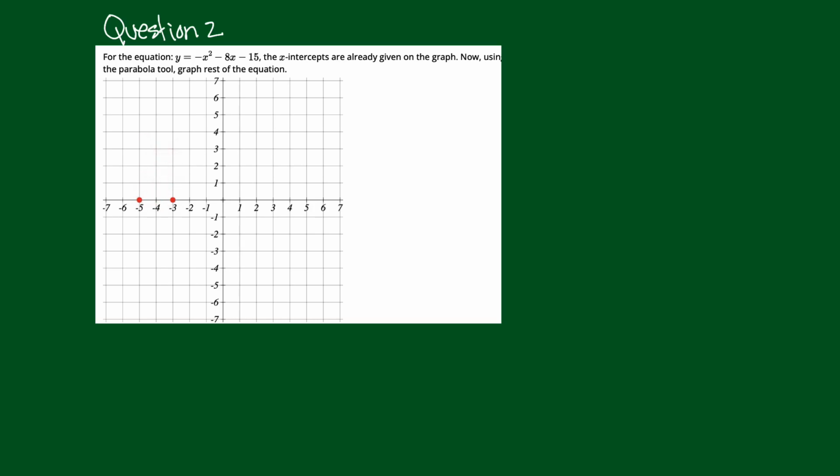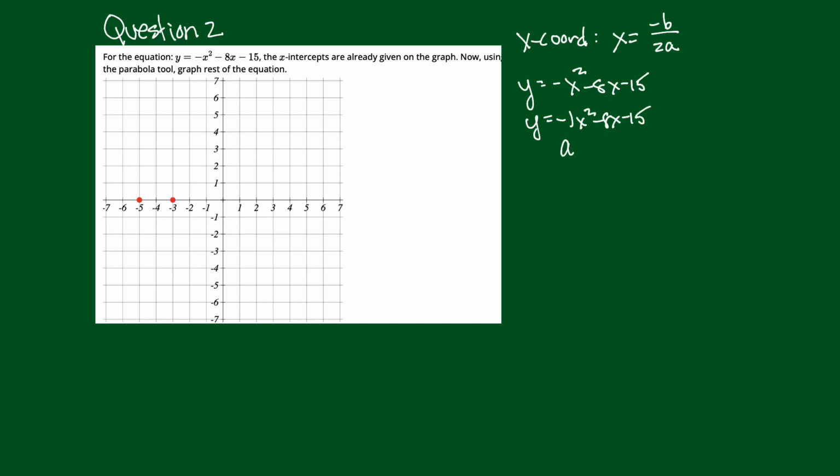But let's do it this way. For the vertex, the x-coordinate is given by this form right here, negative b over 2a. That's part of the quadratic formula. So the x-coordinate is negative b over 2a. So let's write our equation here. Y equals negative x squared minus 8x minus 15. Now this is really y equals negative 1x squared minus 8x minus 15.